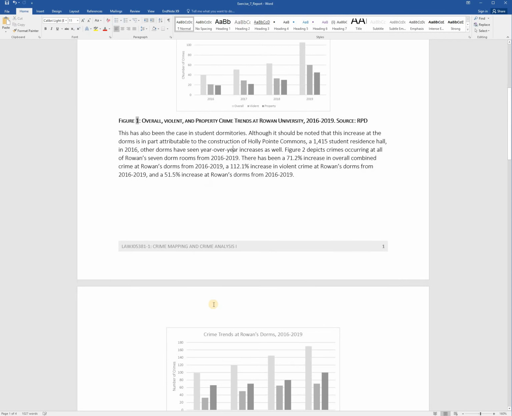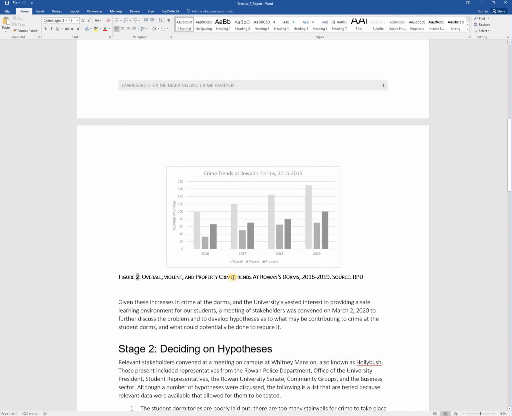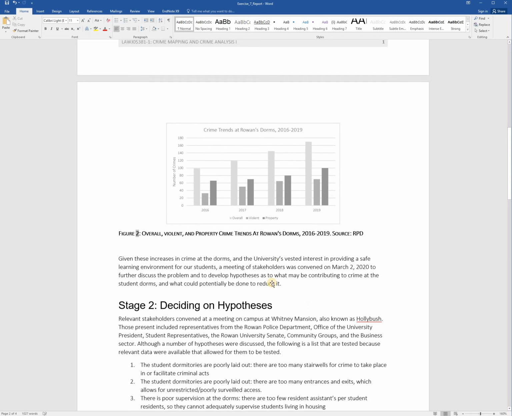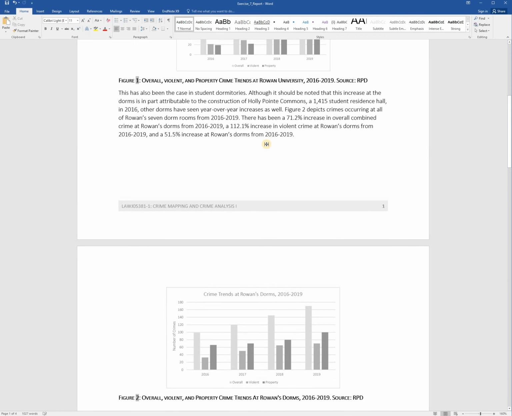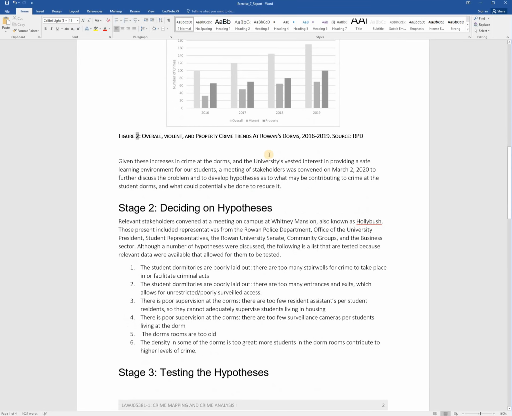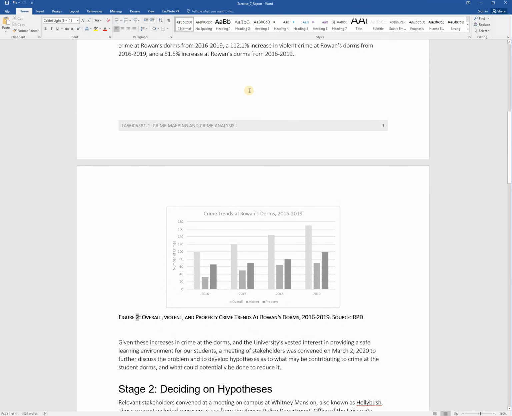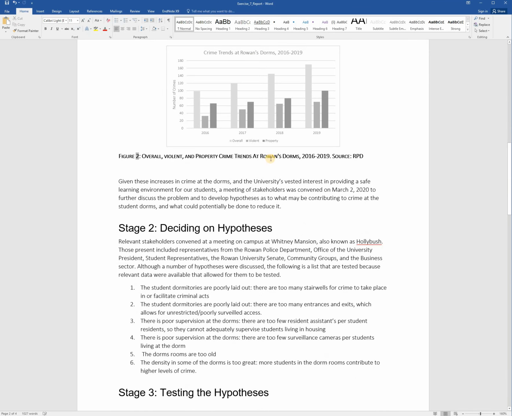And I've just described the problem to the extent that when we hit stage 2, which is the stage where we have relevant stakeholders convening to meet, they can look at this information and use it to come up with hypotheses as to why we're seeing crime at the dorms. This will be clear when you actually read this, but our focus here is going to be trying to address crime at dorm rooms on Rowan's campus.